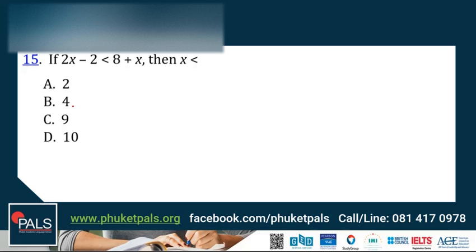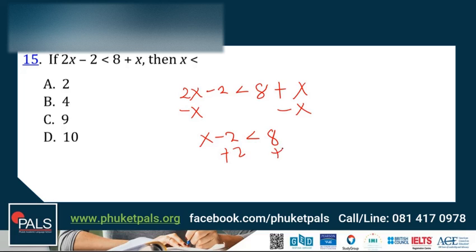Number 15. If 2x minus 2 is less than 8 plus x, then x is less than blank. So let's find the solution for x. Let us isolate the x on one side. So 2x minus 2 is less than 8 plus x. First, let us subtract x on both sides. So we've got x minus 2 is less than 8, and then add 2 to both sides. We've got x is less than 10. So the answer is letter D.